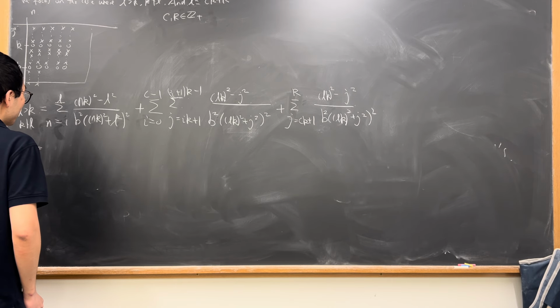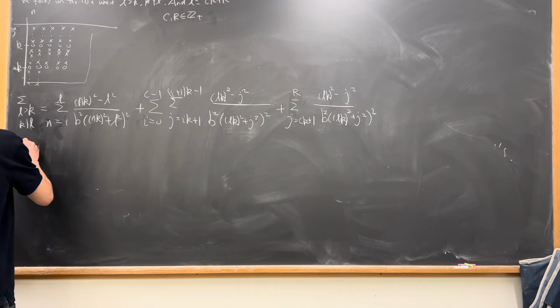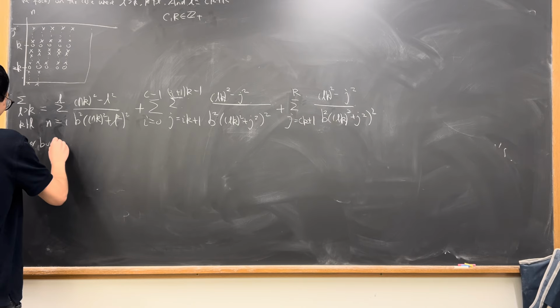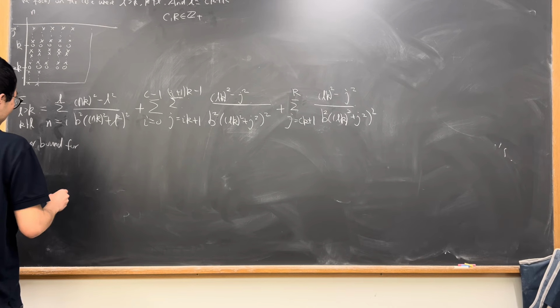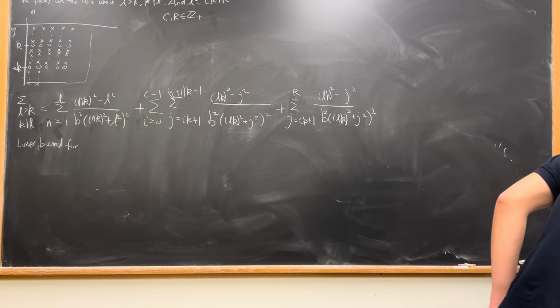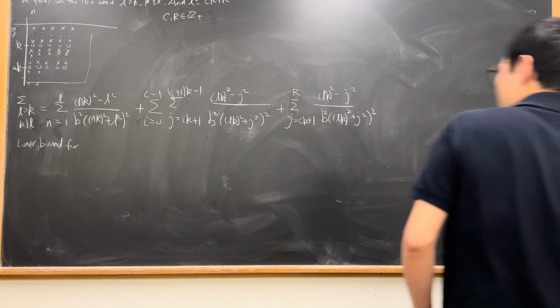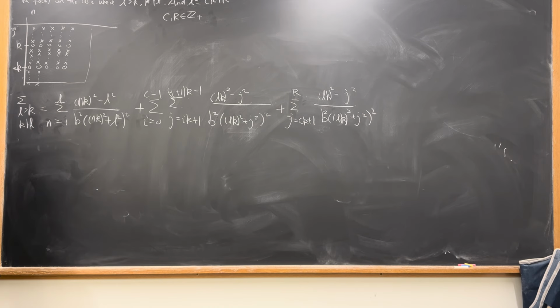And then let's say we have b squared times nk squared plus l squared. So let's say we have the lower bound. So let's consider the numerator part.